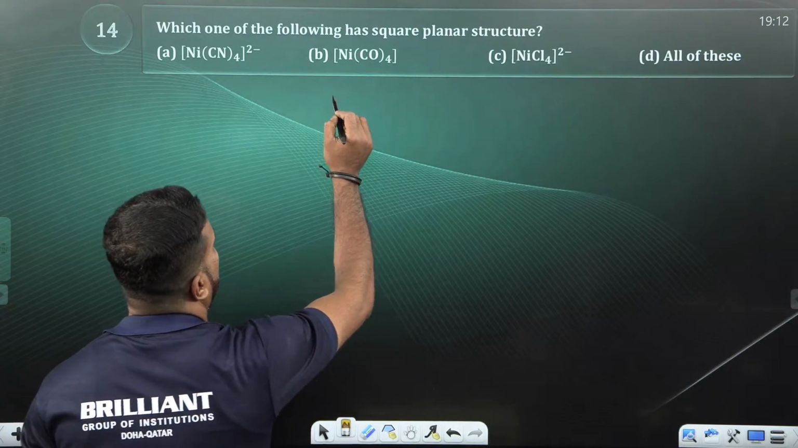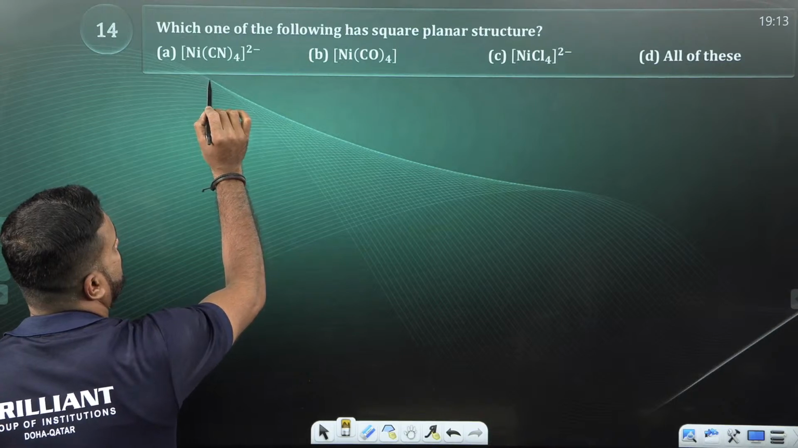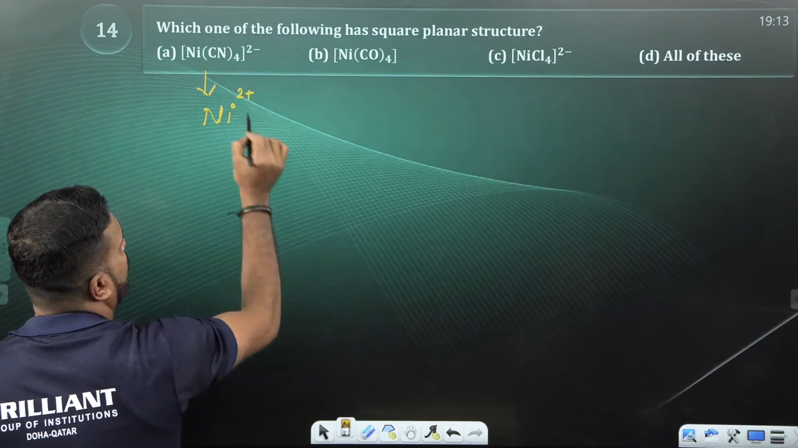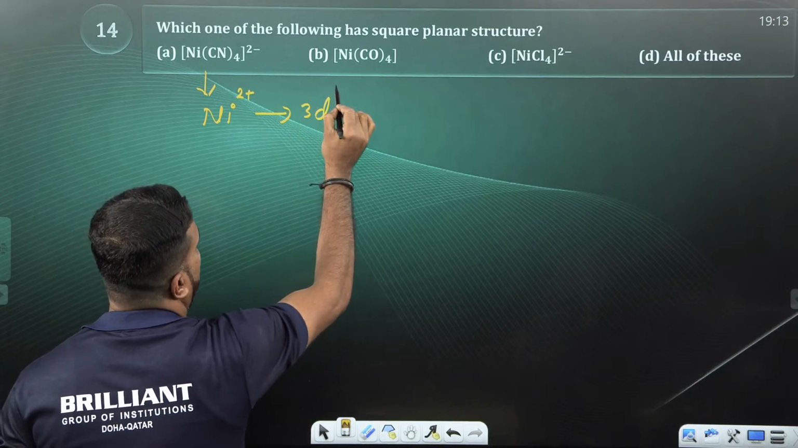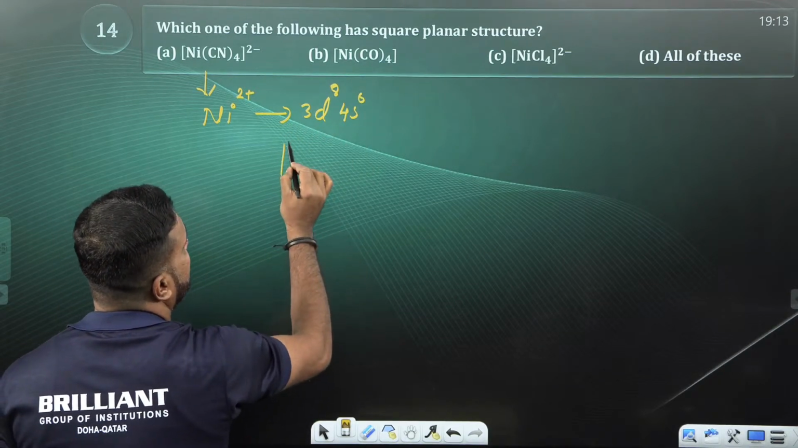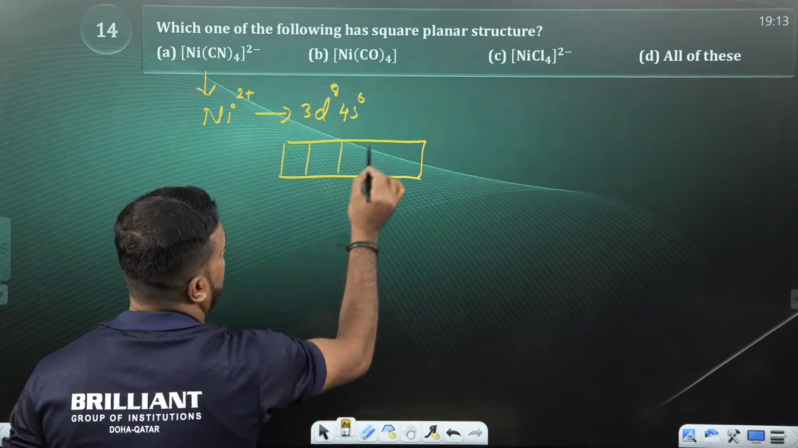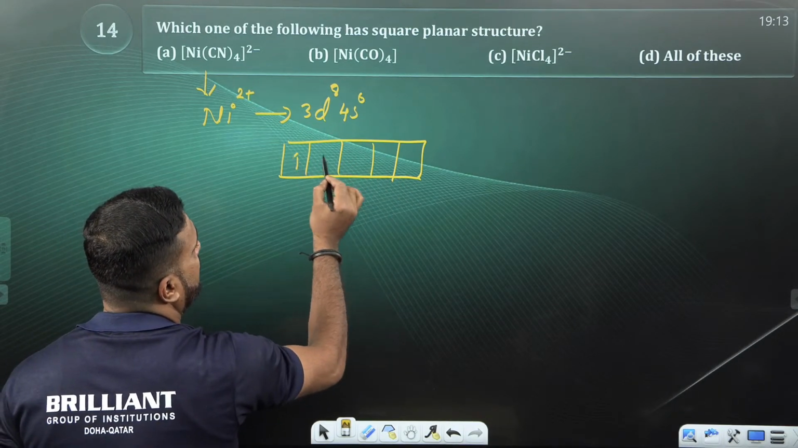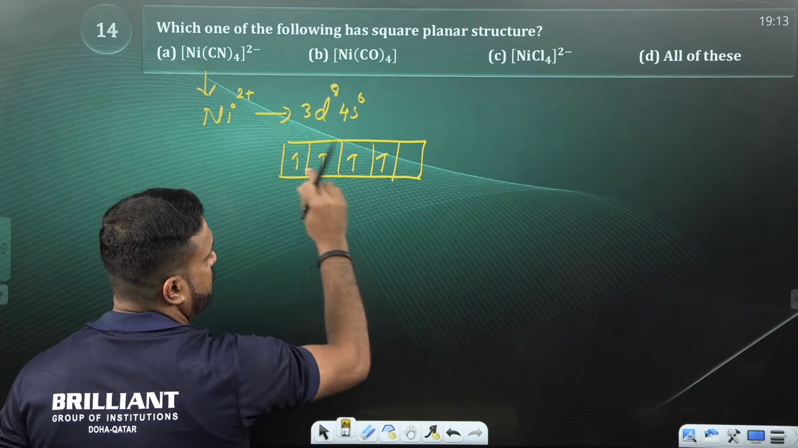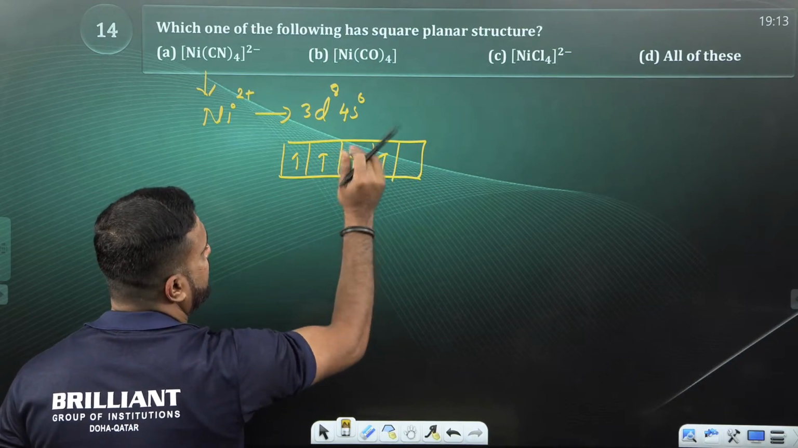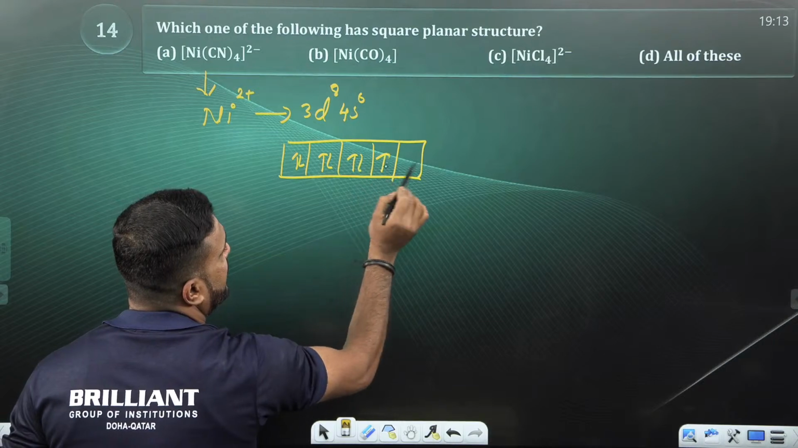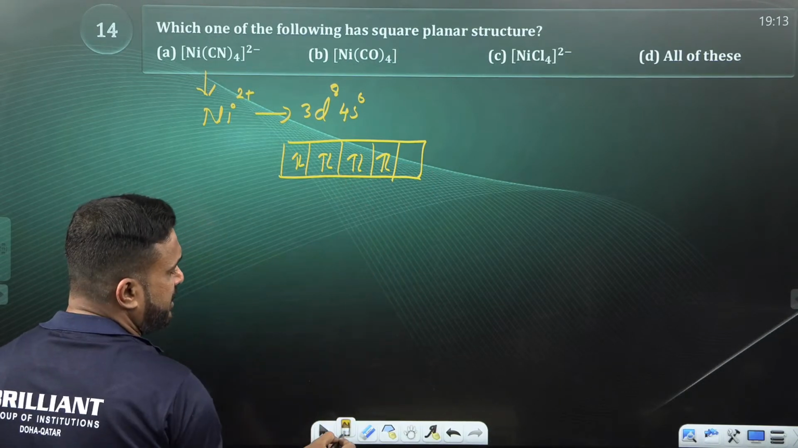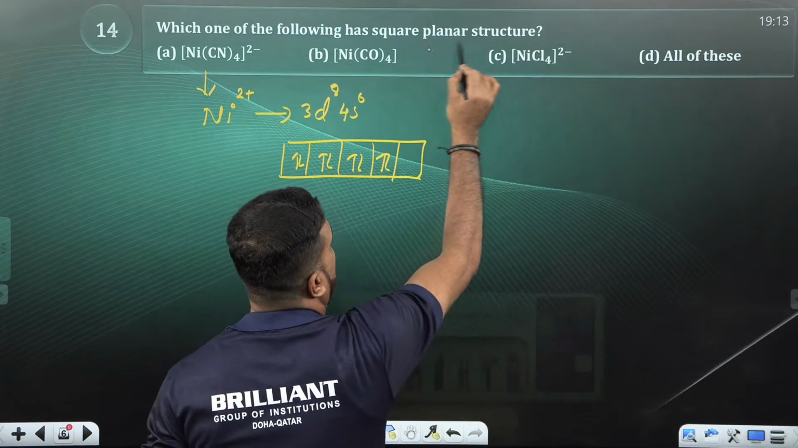You know, square planar structure will be for this one. Which one? Here I think the first one, because again here it is Ni2+. Ni2+ means, as I told you, it is 3d8 4s0. So 3d8, but here pairing up of electrons will take place. 8 electrons are there, 1, 2, 3, 4. To save time, we will do it like this: 1, 2, 4, 6, 8. One orbital is vacant over here, which means they are giving a square planar structure.